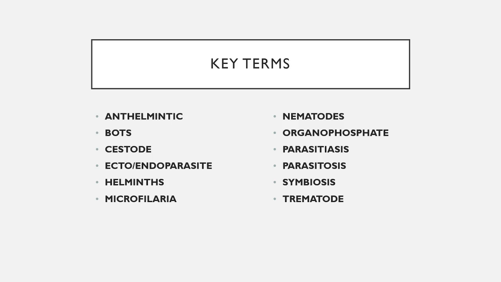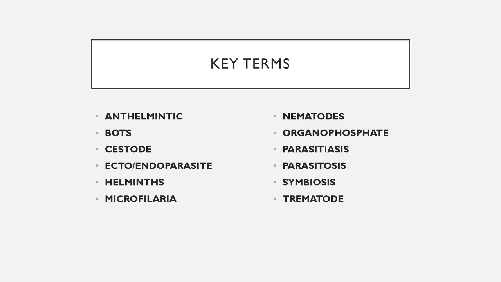So some key terms: anthelmintic means to kill worms. Bots are larvae, usually larger larvae. Cestodes are not flatworms, but tapeworms. Ectoparasite versus endoparasite, so an outside parasite versus an inside parasite. Helminths are worms. Microfilaria are baby worms, or the larval stage of worms. Nematodes are roundworms. Organophosphate is an indirect acting cholinergic.